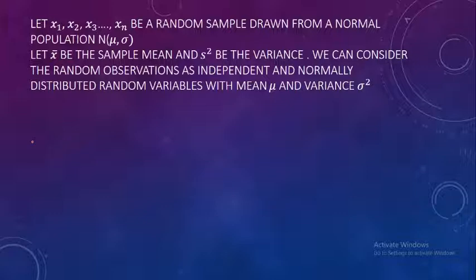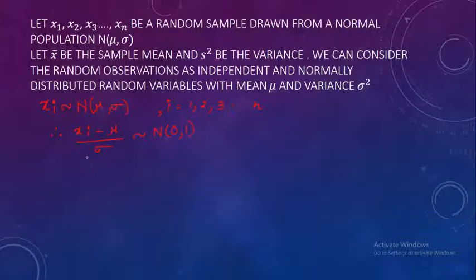Now what does that mean? That means that xi follows a normal distribution with mean mu and variance sigma square, where i is equal to 1, 2, 3, etc. up to n. Also, we can say that xi minus mu divided by sigma follows which distribution? Yes, standard normal distribution, that is normal 0, 1.